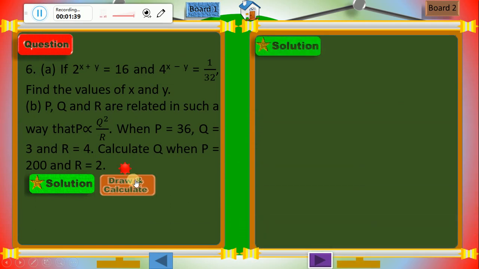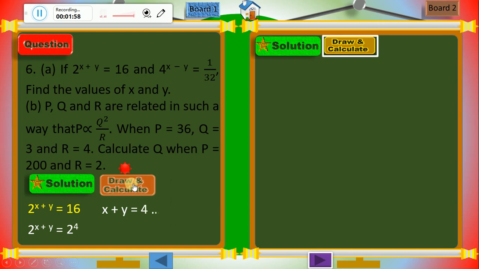Question number 6, as you can see on the screen. Step-by-step exam solution. Change 16 to base 2. Then we'll get the first equation: x plus y is equal to 4.